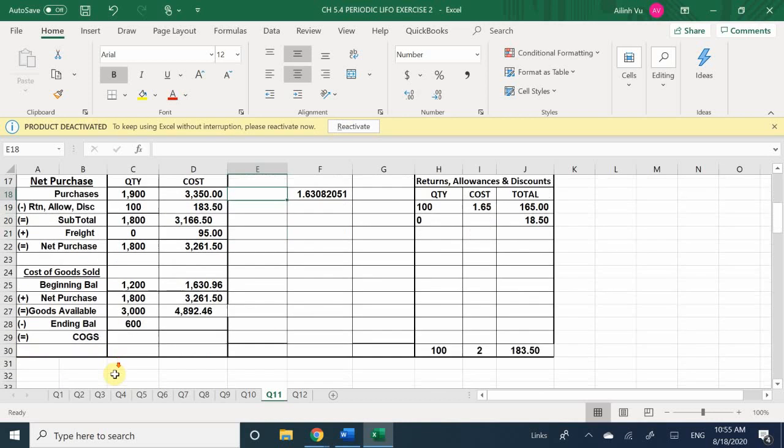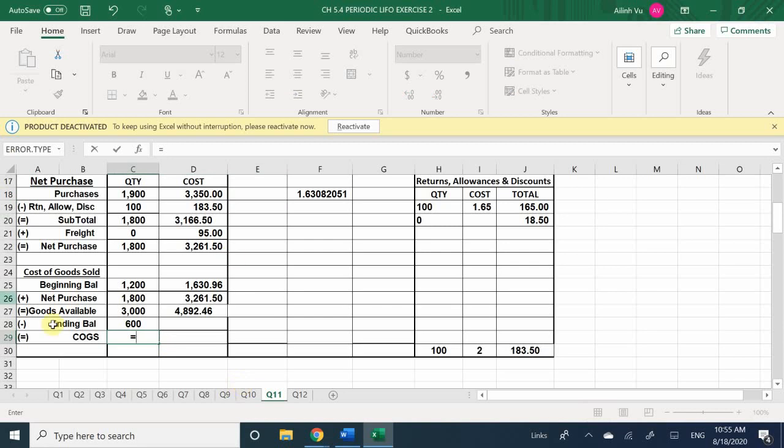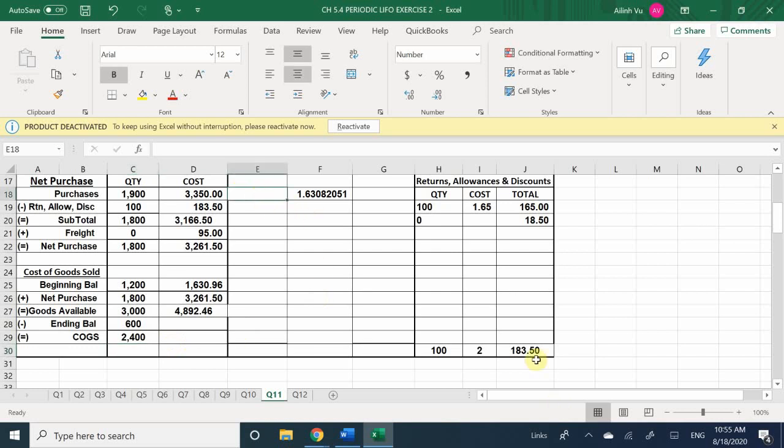Okay. And then let's go ahead and solve. What is our cost of goods sold? How many items did we sell? We sold 2,400. Yes, we did. Okay. And in this case, do you want to solve for ending inventory or cost of goods sold?